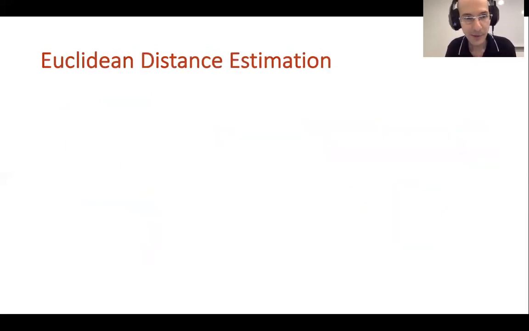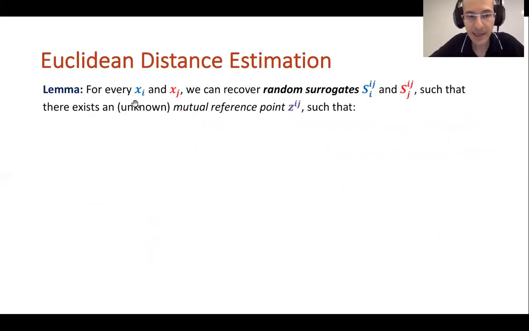So just to wrap up the description of the algorithm, let me state the actual distance estimation lemma for the Euclidean case. It is very similar to the previous one, but a bit different. So again, for every two points xi and xj, I have two surrogates, surrogate x̃i and surrogate x̃j. This time they are random variables. And I also have this mutual reference point z that we don't know, such that modulo this z, surrogate x̃i is an unbiased estimator of xi.